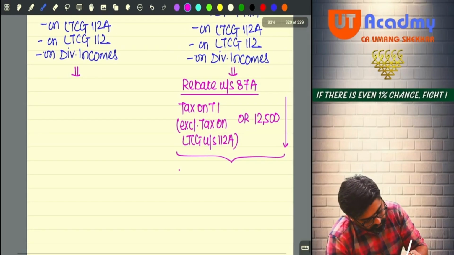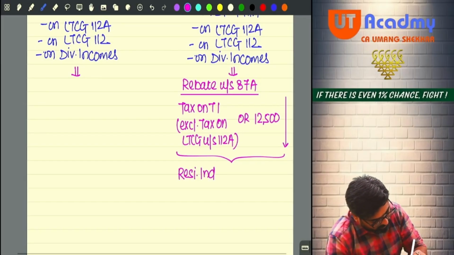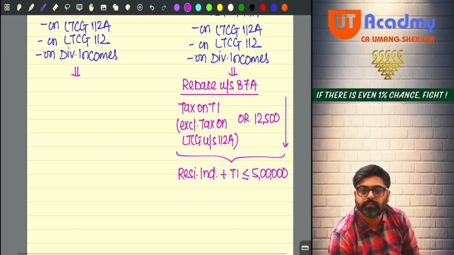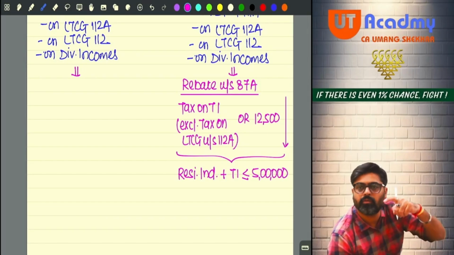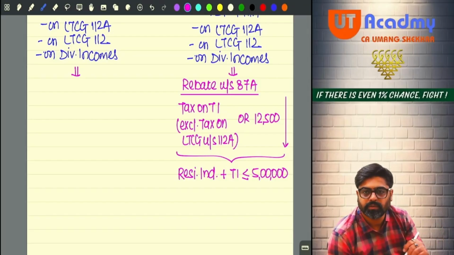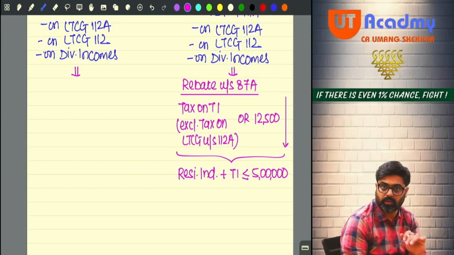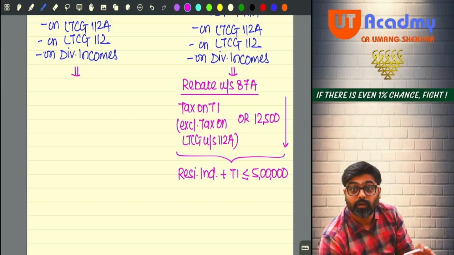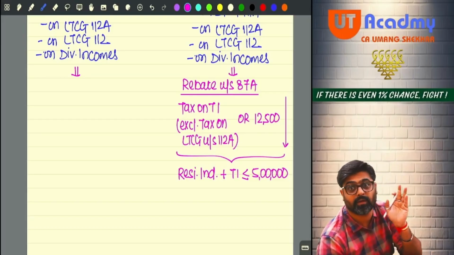This used to be our rebate, but the rebate was available only if you are a resident individual having a total income less than or equal to 5 lakh. This was the condition to claim the rebate. And if the rebate was available, it was available how much? Maximum 12,500. If you shift out, this will be your rebate.